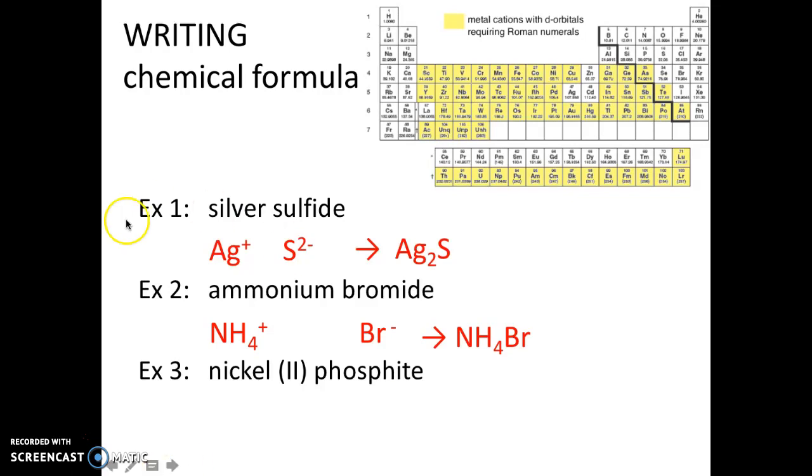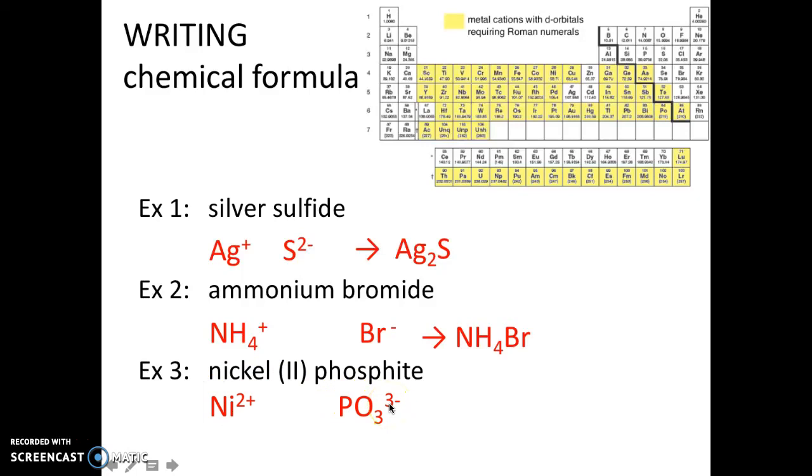Looking at the next one, example 3. Notice that nickel here, nickel 2, has Roman numerals because, again, nickel is one highlighted as far as the metal cations with d orbitals. And so nickel starts off with a 2+ charge. Phosphite has an "ite" ending, meaning it's a polyatomic ion that you memorized, and it's PO3 3-. So looking at these 2 charges, you'll notice that they don't balance out right off the bat, so you'll have to find a common multiple between the 2.